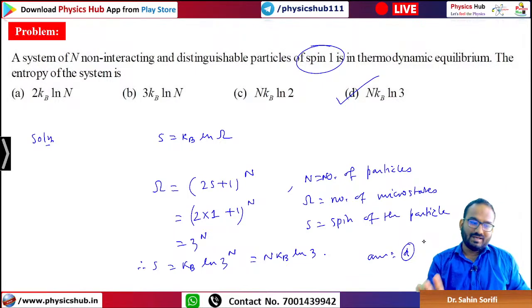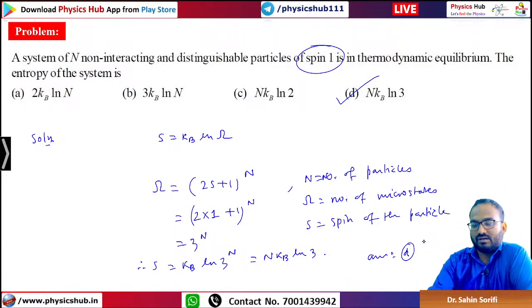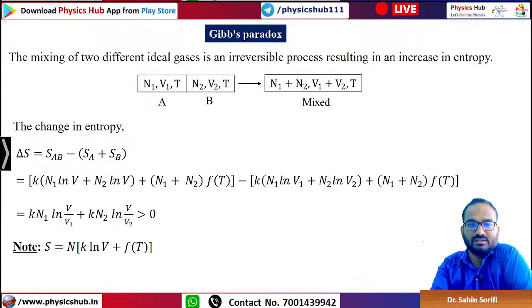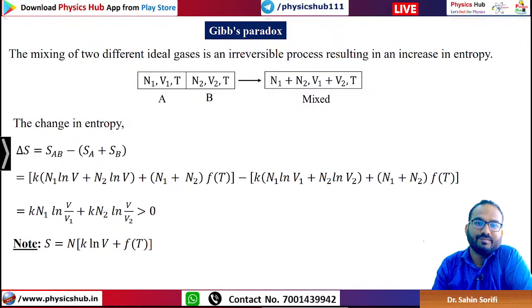Yes. Now one last thing, that is Gibbs paradox. Let's talk about that quickly, then we'll wrap up the session. Mixing of two different ideal gases is an irreversible process resulting in an increase in entropy. This is the Gibbs paradox. So let's say we have two ideal gases. One ideal gas is A, another ideal gas is B.